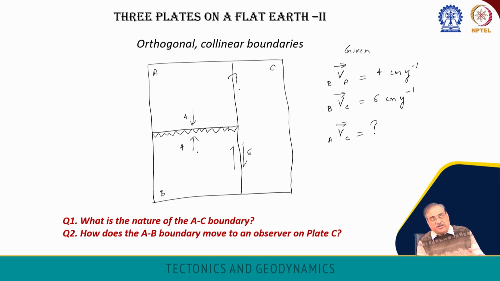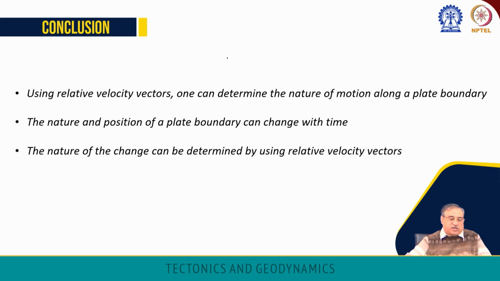So, the question that we have with us now at the end of this class is to try and work out what would be the nature of the plate boundary between plates A and C, what would be the magnitude and the direction of the relative velocity, which would then dictate finally what the nature of the plate boundary between plates A and C would be. We will continue this in the next lecture.